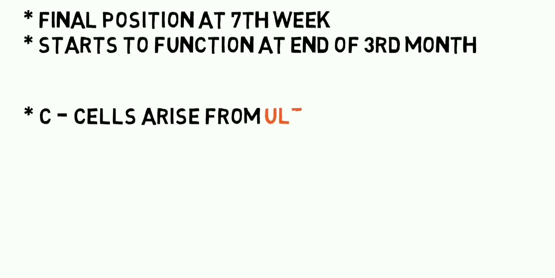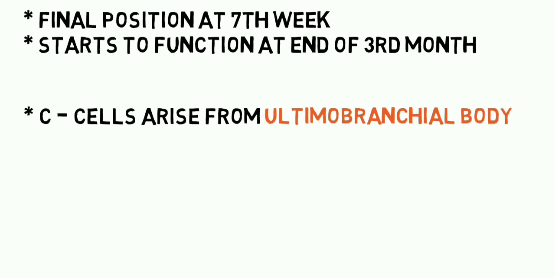And as told earlier, the thyroid gland also has the C cells or parafollicular cells, right? The C cells or parafollicular cells are basically produced from something known as the ultimobranchial body.